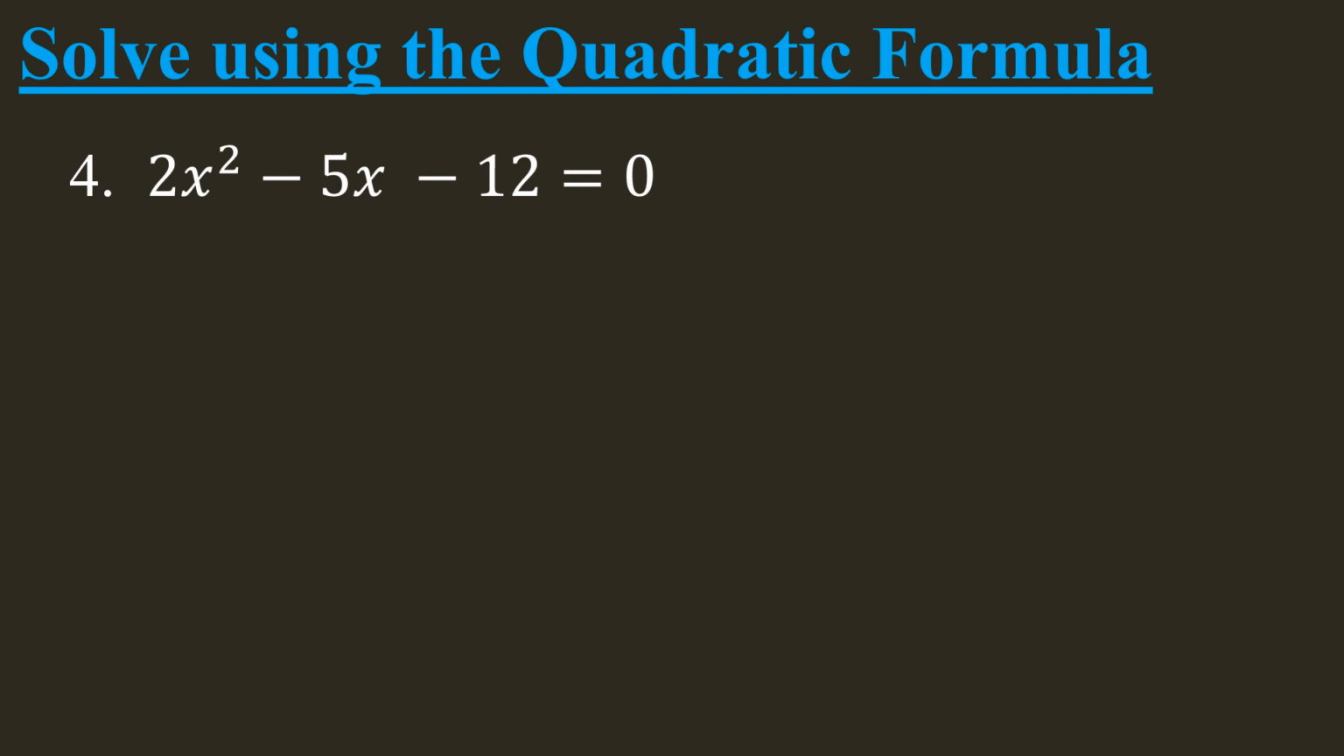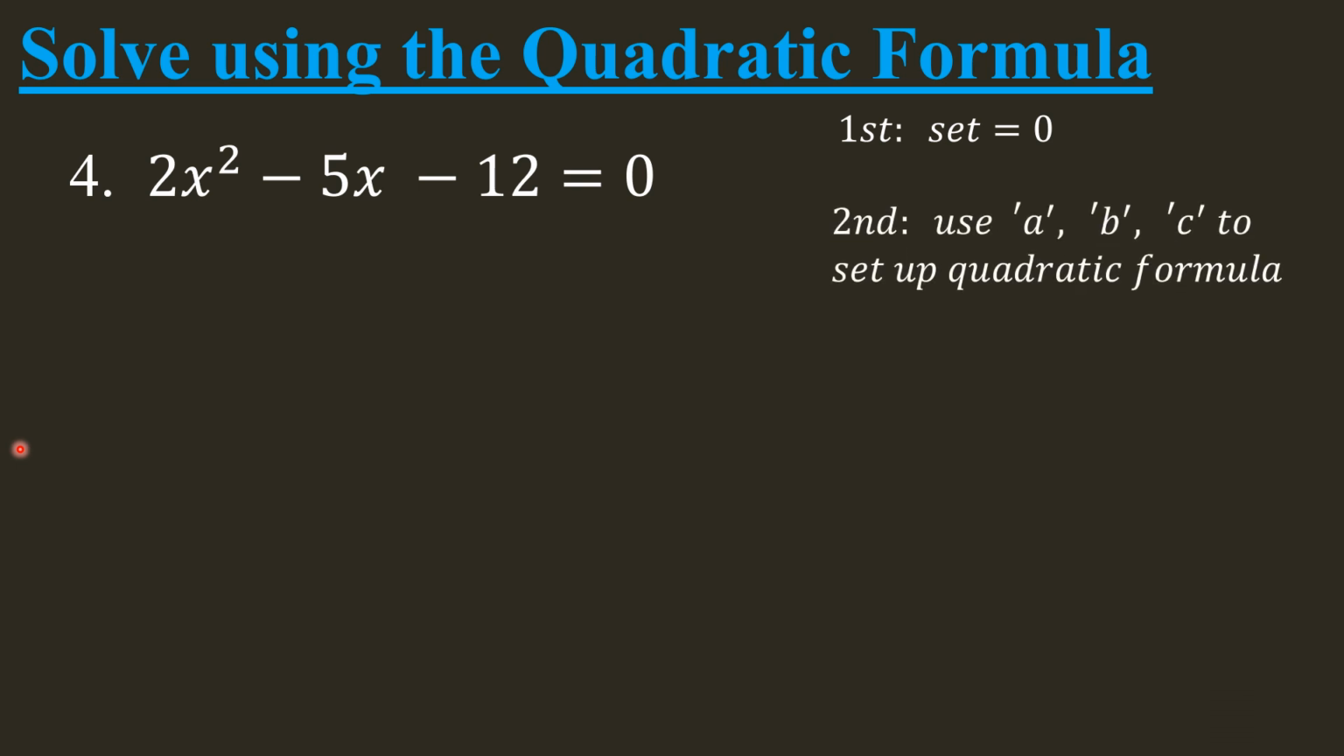All right, so in our first example, example 4, 2x squared minus 5x minus 12 equals 0. This is exactly how we want our equation to look so that we can use the quadratic formula. Our first step is to always set the entire equation equal to 0. Then make sure we have it in standard form so we can use the a, b, and c values from ax squared plus bx plus c, that quadratic equation. We'll use those values to set up our quadratic formula.